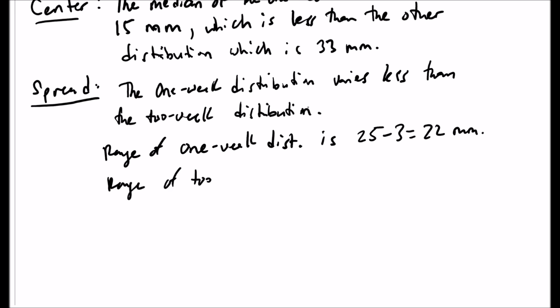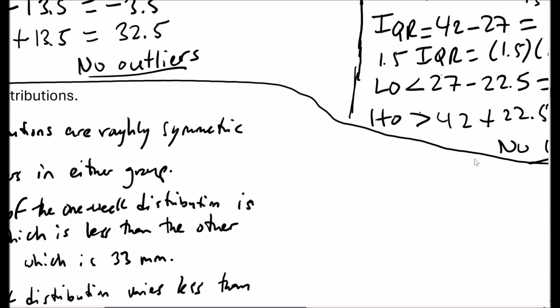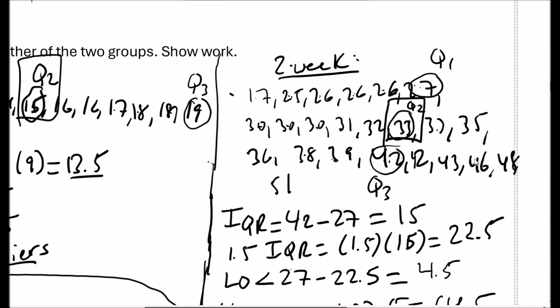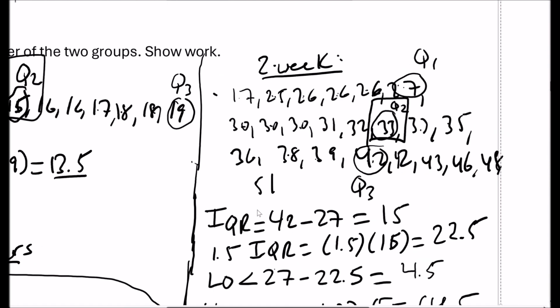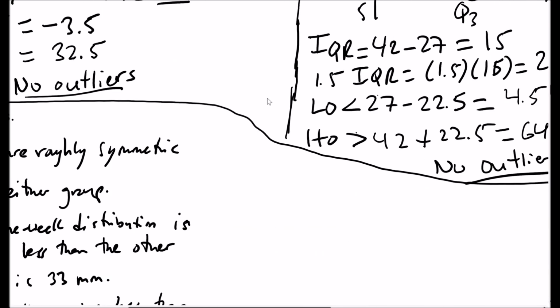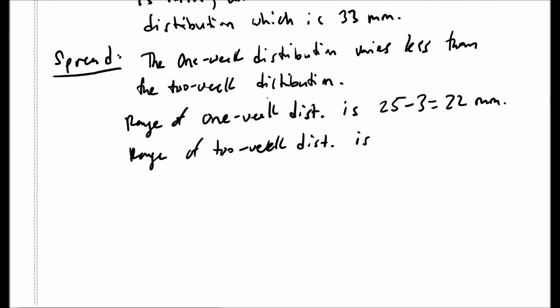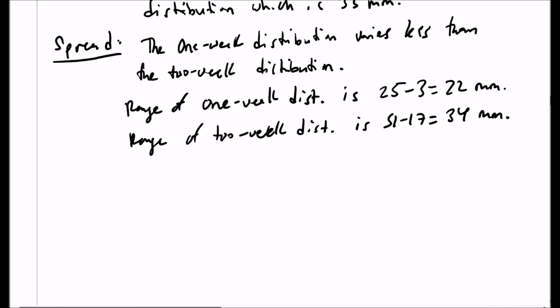The range of the 2-week distribution is, and then you can go ahead and do that, the maximum minus minimum. So it's 51 minus 17, which is 34 millimeters. Okay, so you can use that to measure the spread. All right, and that takes care of that question.